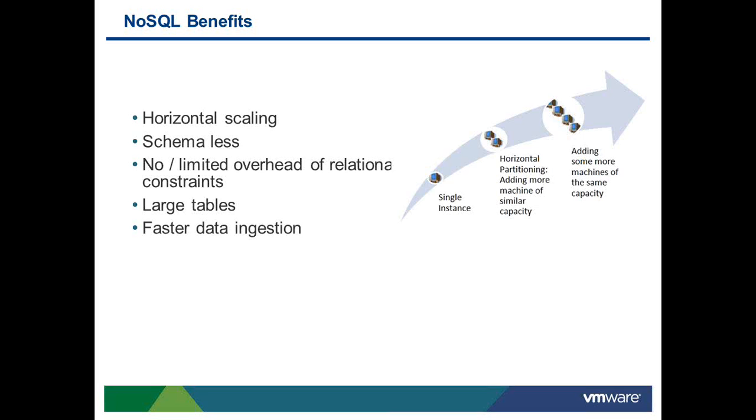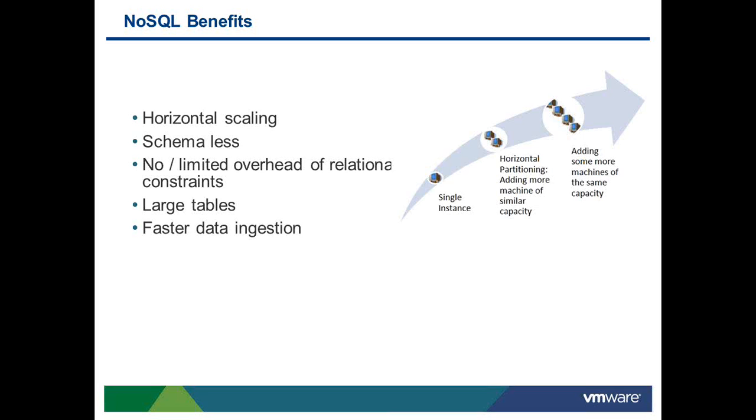And also development becomes faster, and there is no overhead of relational constraints. Typically we don't have relational constraints at all. But of course, we can introduce some relationship constraints in, for example, a graph database. But I would say we can leave this overhead to the applications which are accessing the data.